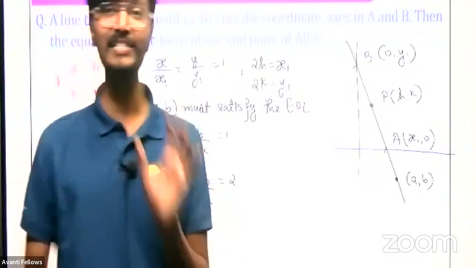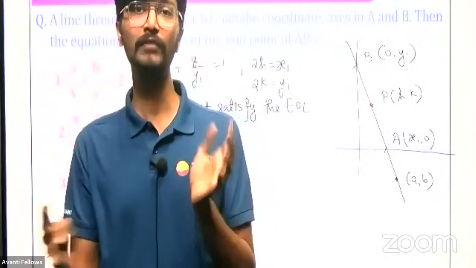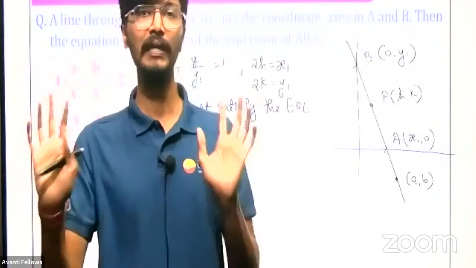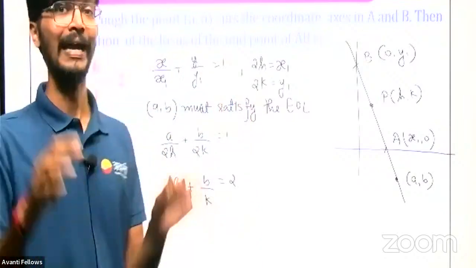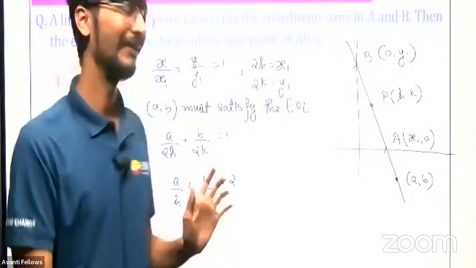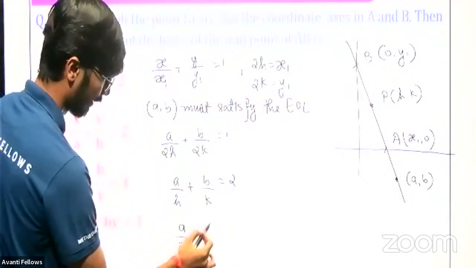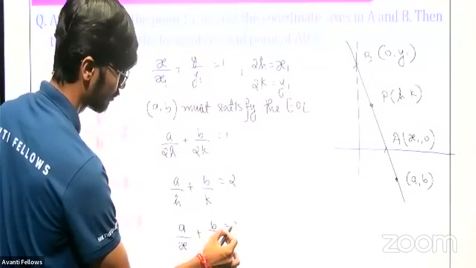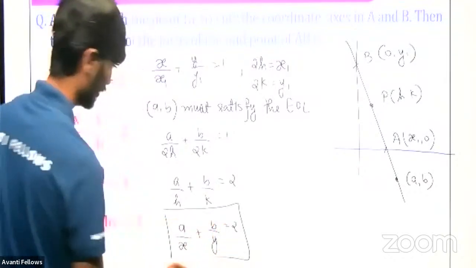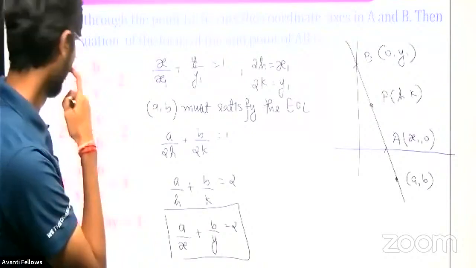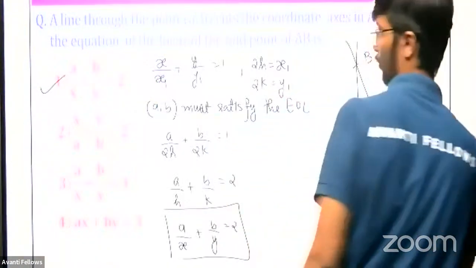Now in the last step of the locus, we substitute x in place of h and y in place of k. Sorry, x in place of h, y in place of k. So my equation will become a upon x plus b upon y is equal to 2. Which option is it, guys? It is option number 1: a upon x plus b upon y equals 2.